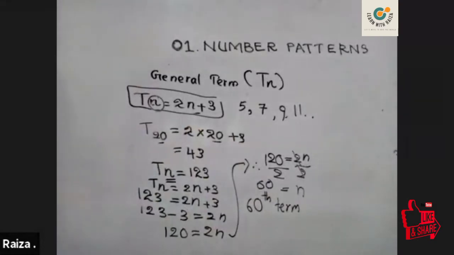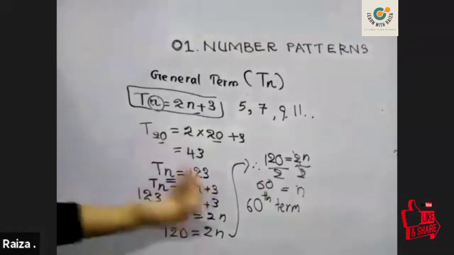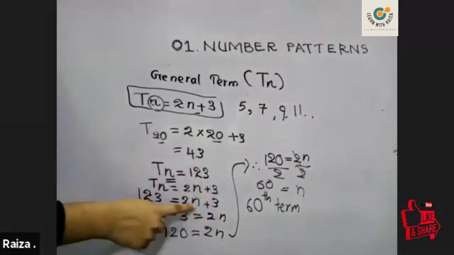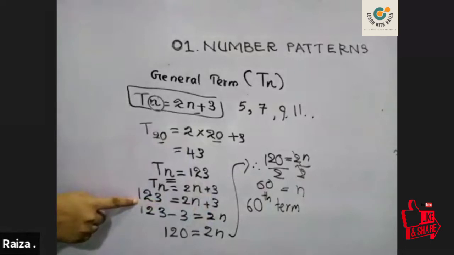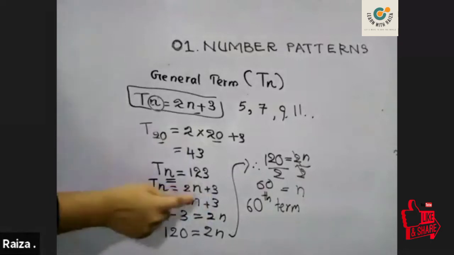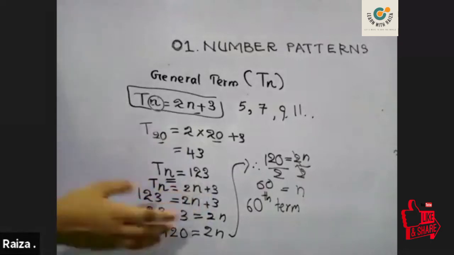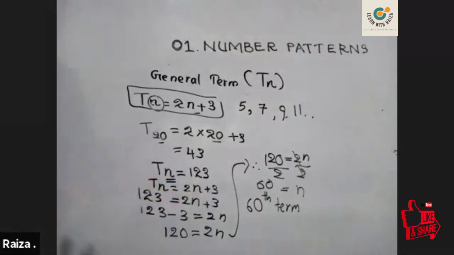Let me explain it to you once again. If they are asking you which term, that means you have to equalize that Tn to that particular value and put in the general term. Find the value of n by substituting the given value into the general term. Then try to isolate n. Isolate means keep n on one side and take the numbers to the other side and find the value of n. You can check your answer whether it is right or wrong.